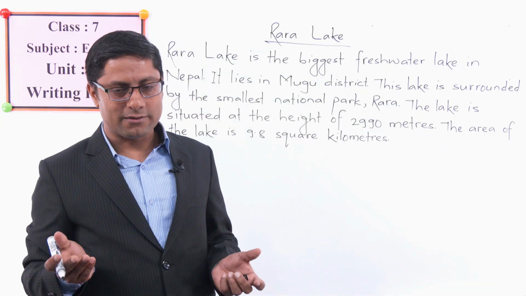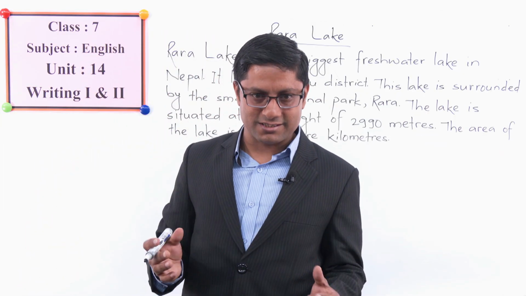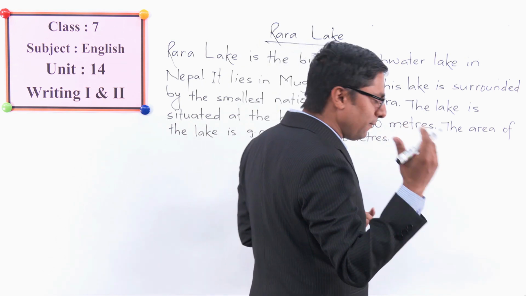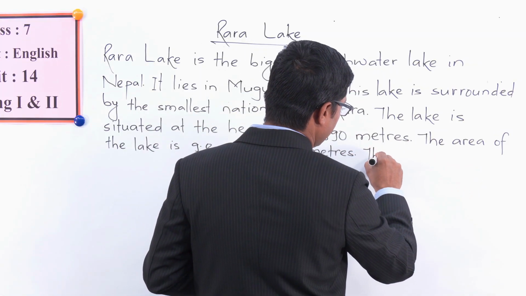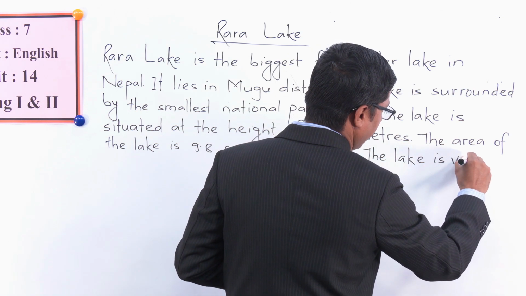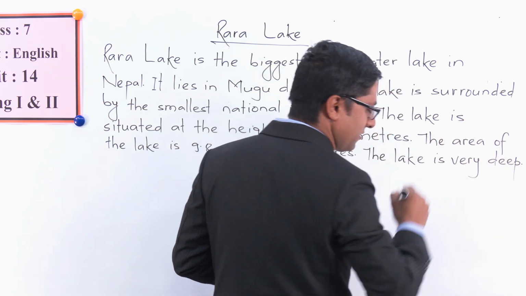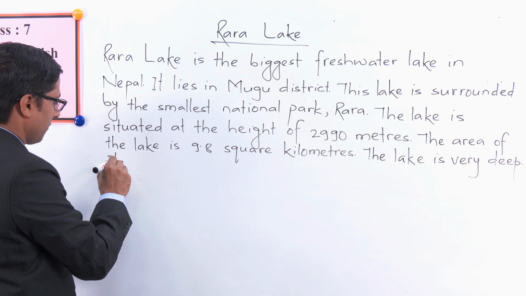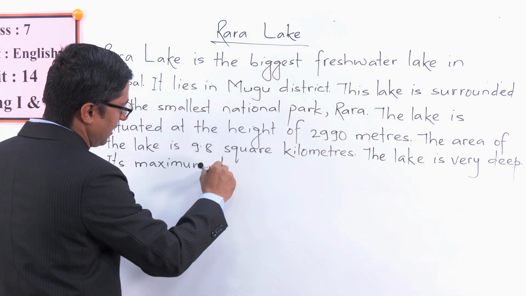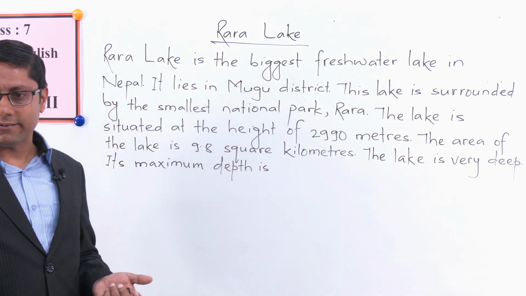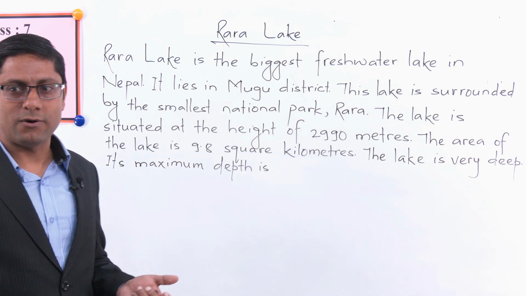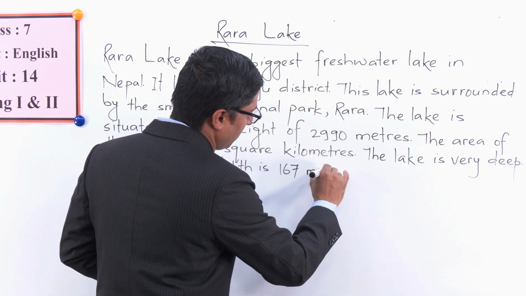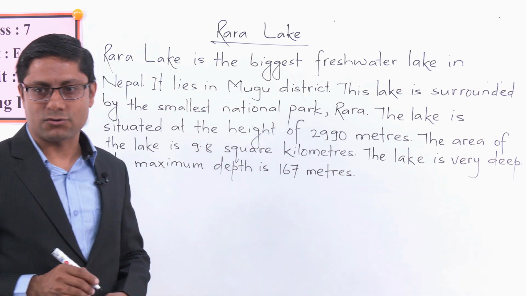Similarly, it talks about the depth. What's the depth given there? 167 meters at maximum. For that also we can develop some sentences. For example, we can say the lake is very deep. Its maximum depth is, what's the maximum depth given there? Okay, 167 meters. We can write this way.